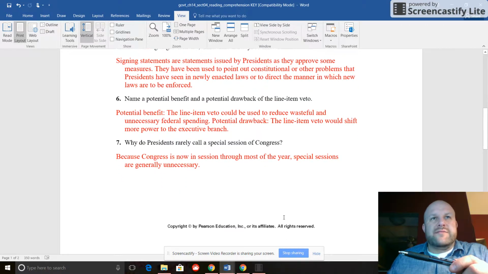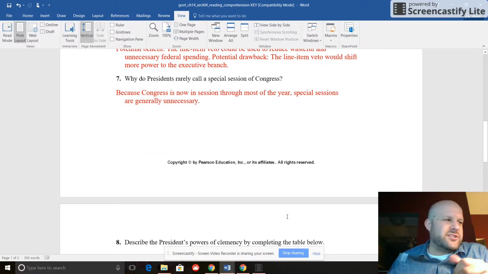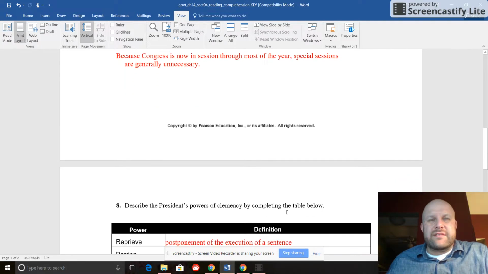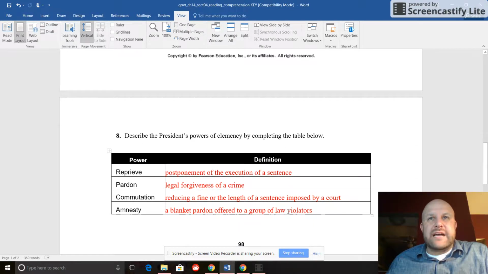Presidents don't often call special sessions of Congress, because now Congress is in session through most of the year, so they're generally unnecessary. I think I mentioned when I was talking about Congress that the last one was called by Truman, many, many years ago in the late 40s, because Congress is in session pretty extensively now.